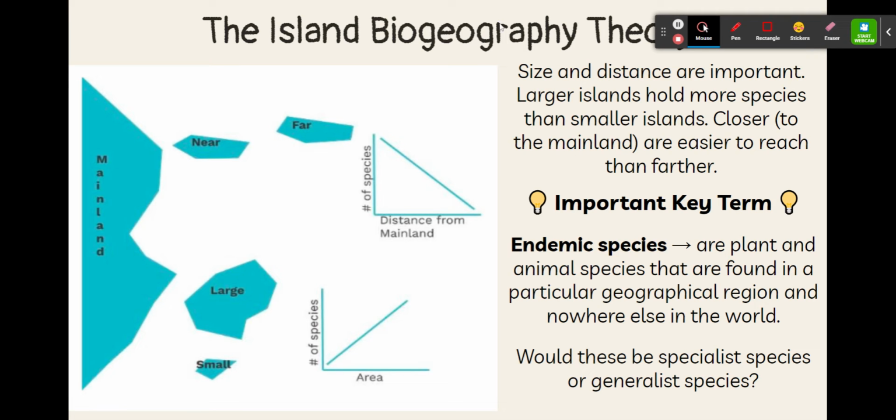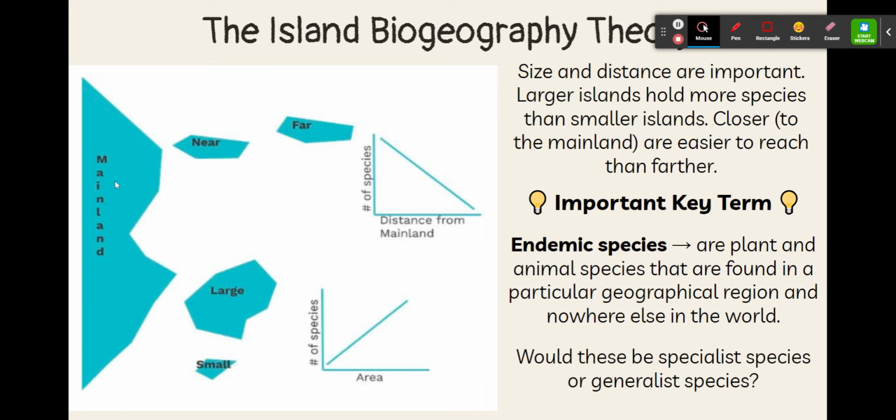Okay, there we go. Size and distance are important. Larger islands hold more species than smaller islands, and islands closer to the mainland are easier to reach than those farther away. Important key terms. Endemic species are plant and animal species that are found in a particular geographical region and nowhere else in the world. So would these be specialist or generalist species? I would like you to determine that right now in your notes.